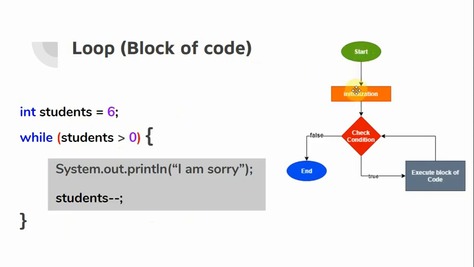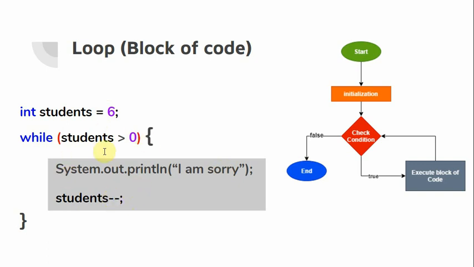In a way, we start, then we initialize, then we check the condition, then we execute the block of code, and if the condition is not met, then we terminate the loop. So that's how we look at it. This is the initialization. Here we are checking the condition, and this gray box is basically a block of code which can consist of one, two, or many instructions. So here first it prints the message, and then it decrements the value by 1.